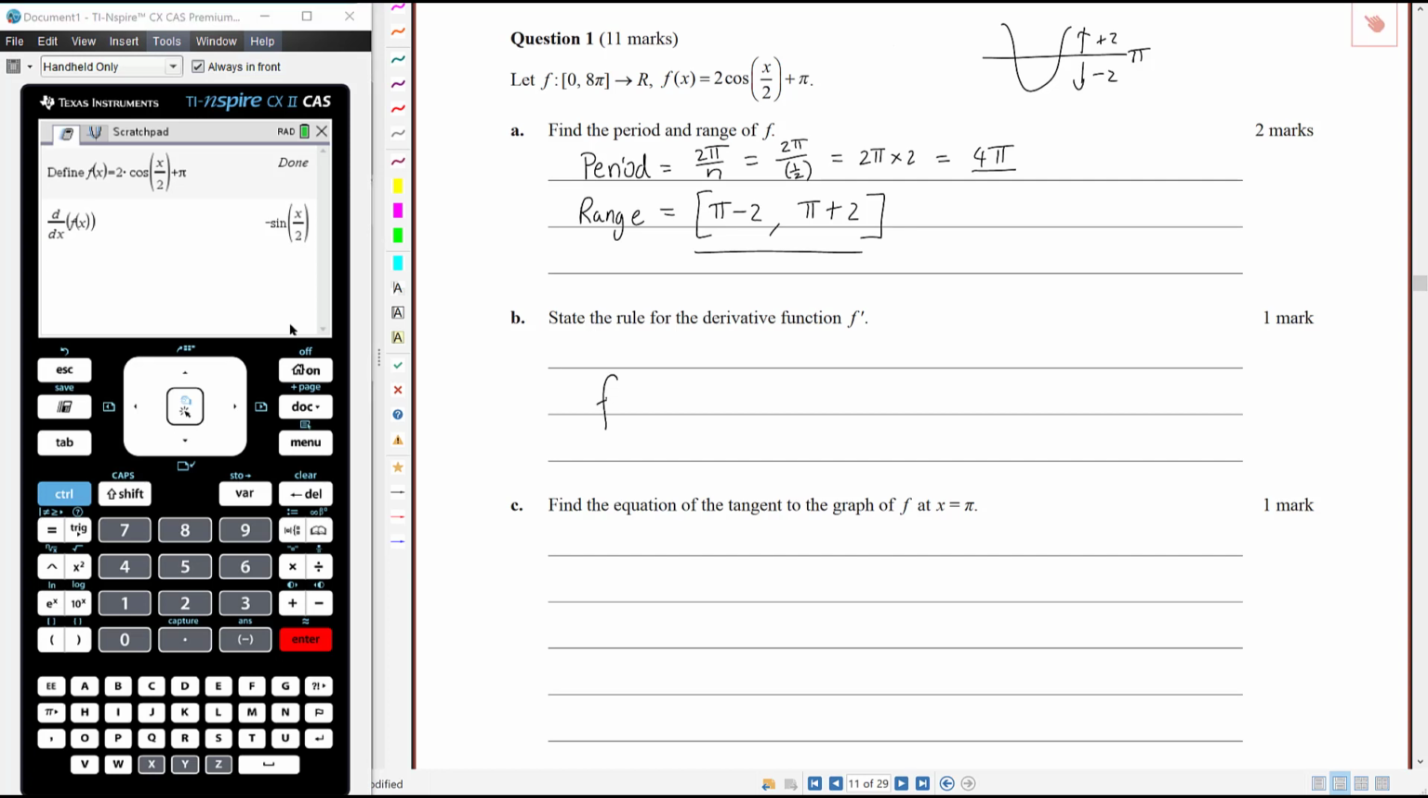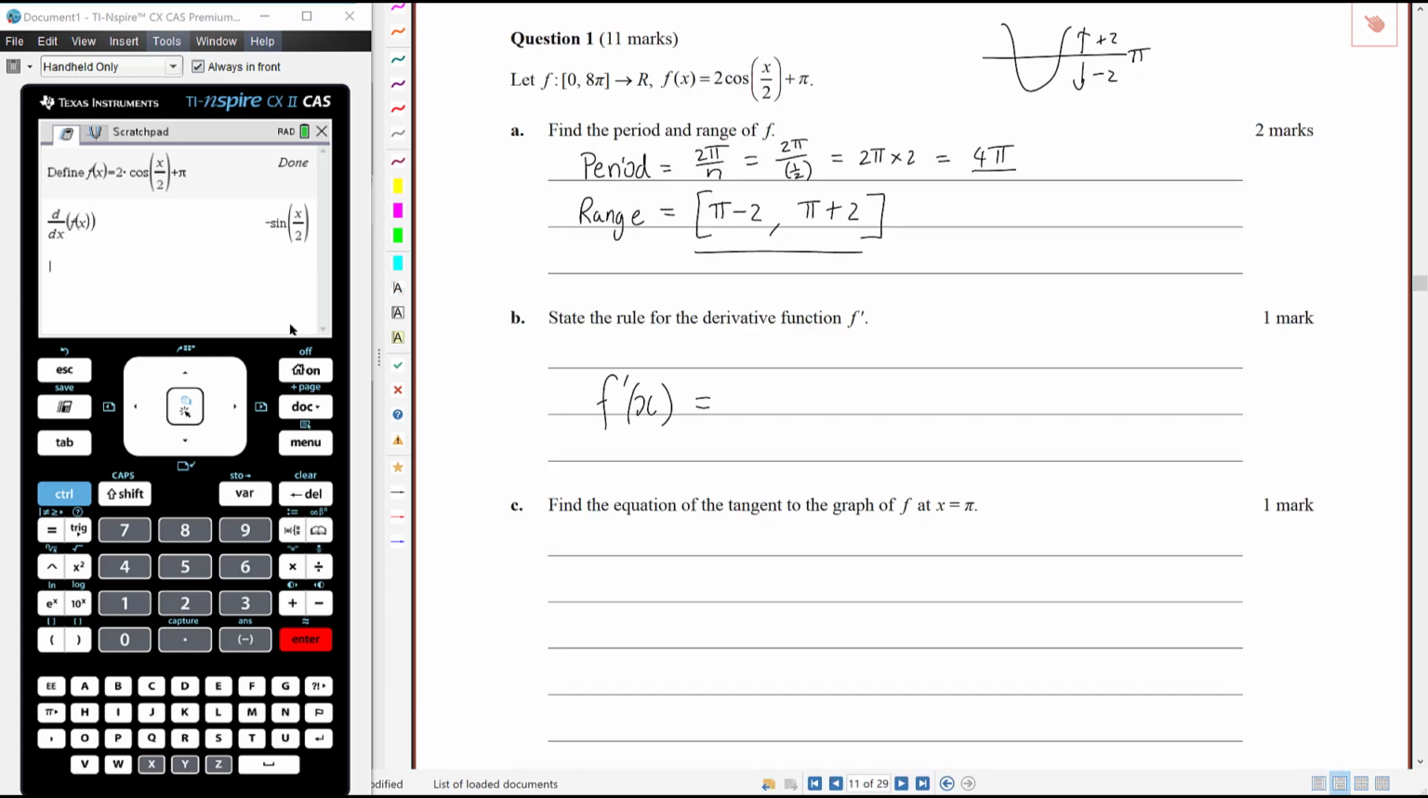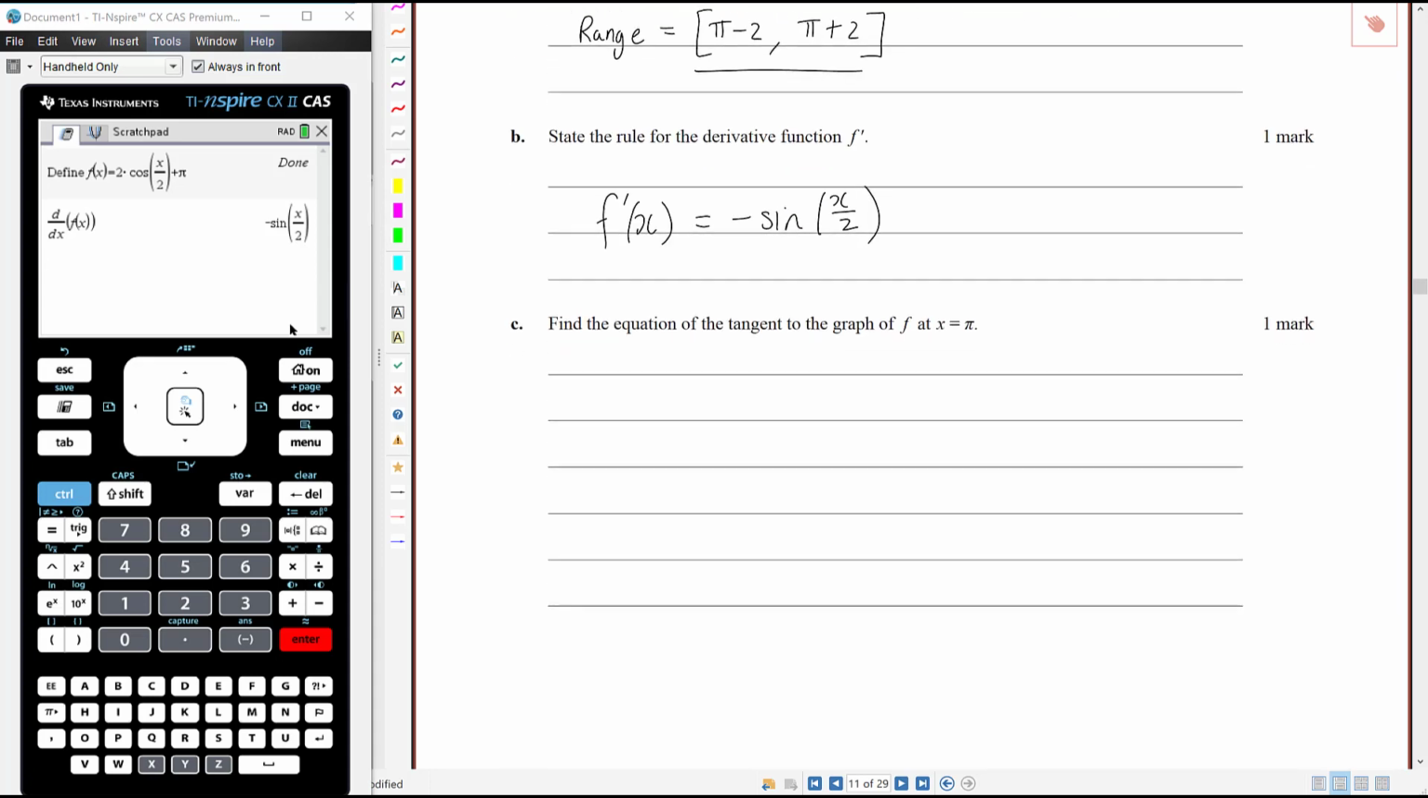But again, no excuse for getting that wrong when you've got your CAS with you. Obviously, you've also got access to the formula sheet with how to differentiate sine and cos functions, but your CAS is the much more useful tool here. So f dash x is negative sine of x on 2. That's a 1 mark question, 1 mark for the answer.